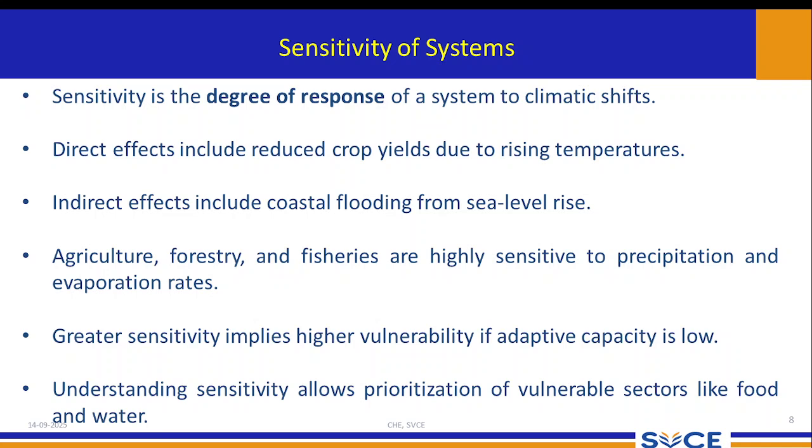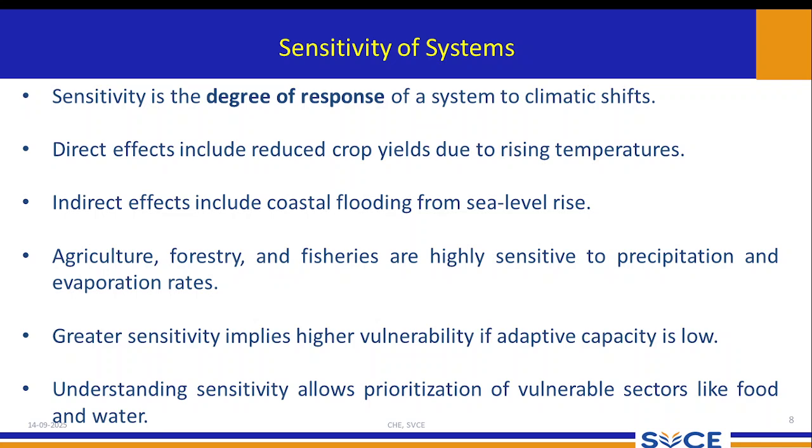If it is too hot, for example 100 degrees, just imagine the human could not survive, right? So sensitivity is the degree of response of a system to climate shift. Direct effects include reduced crop yield due to rising temperature. Indirect effects include coastal flooding from sea level rise.